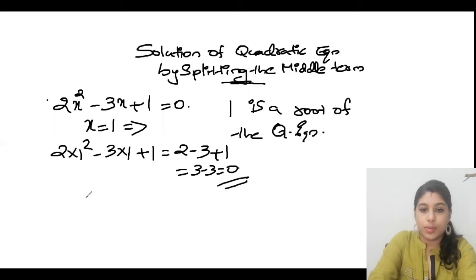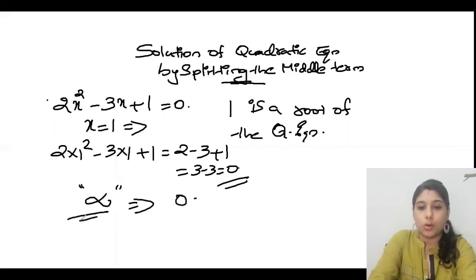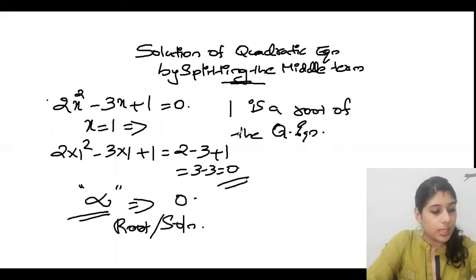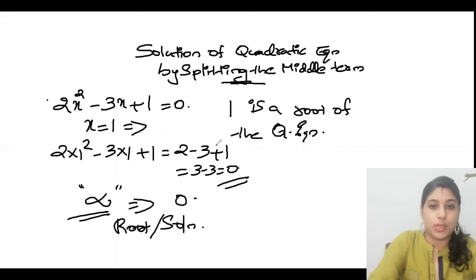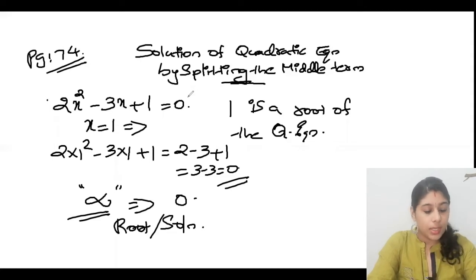Understand? Suppose any value x is equal to 1 or 2 or whatever value, suppose any value alpha, if I am substituting and I am obtaining the solution as 0, I can say that alpha is the root or solution of the equation. So this is the actual thing there. That is why it is written there in page number 74. x is equal to alpha is the solution of the quadratic equation and alpha satisfies the equation.